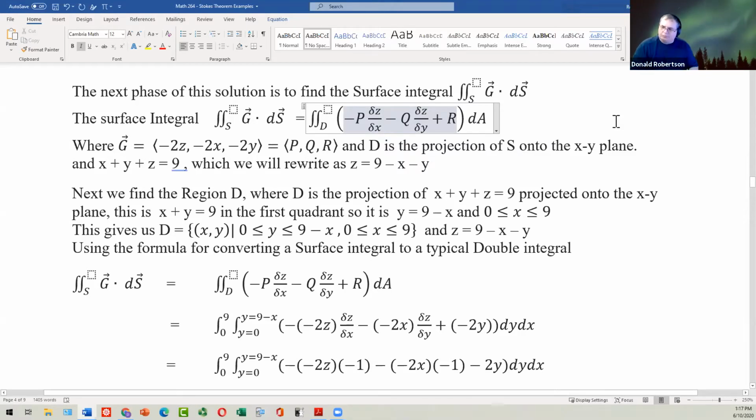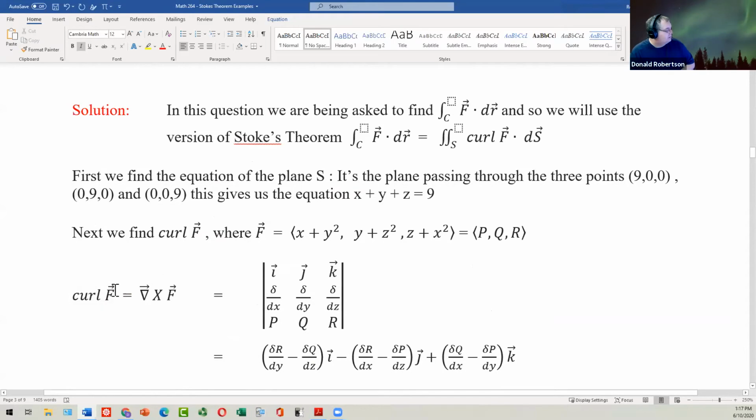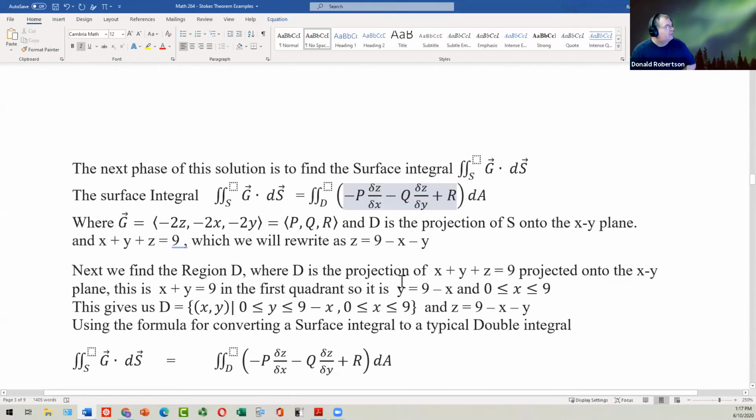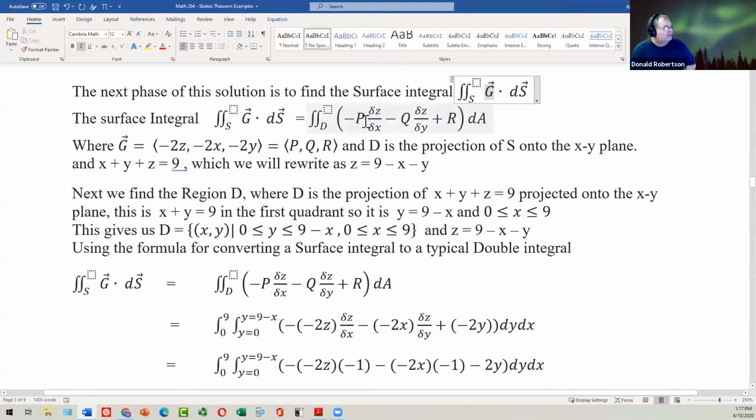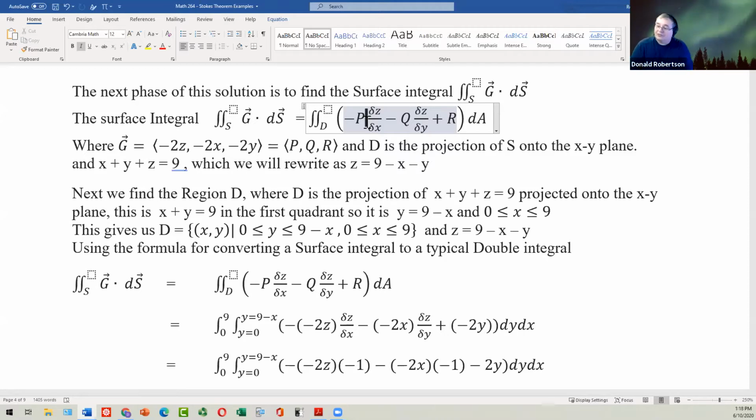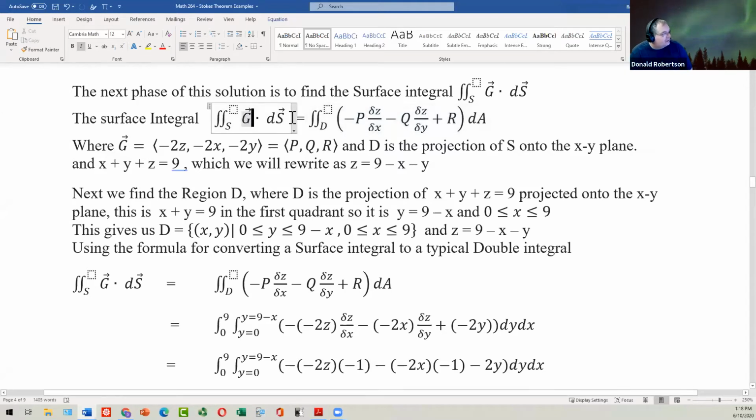So pause for a minute. What we've done here is quite messy. We started with being asked to find a line integral. We converted that into a surface integral of the curl, right? And then we've taken that answer and converted it into a double integral. So the line integral becomes a surface integral, which then becomes a double integral. And then you've got the answer. So it's quite a long road. Right now we're halfway through. And I'm saying that if you want to find this surface integral, you use this ugly formula here.